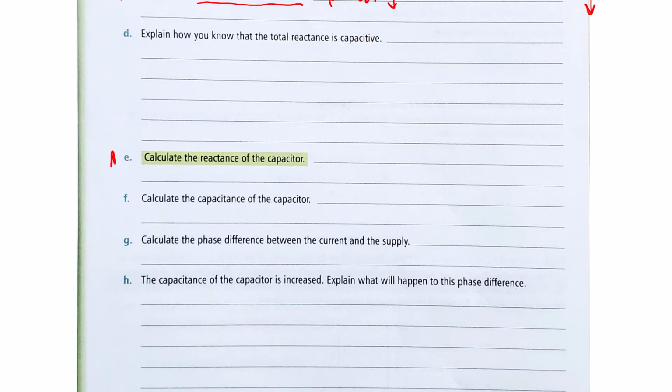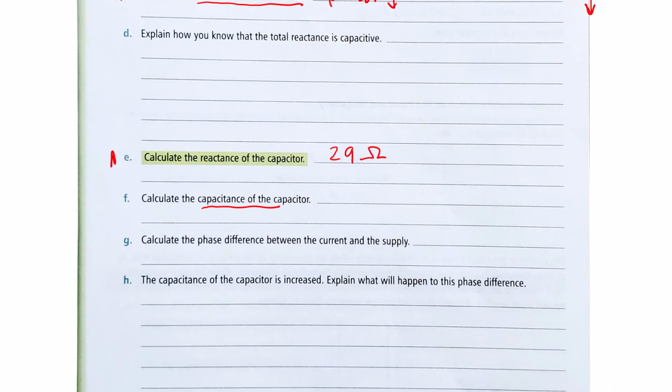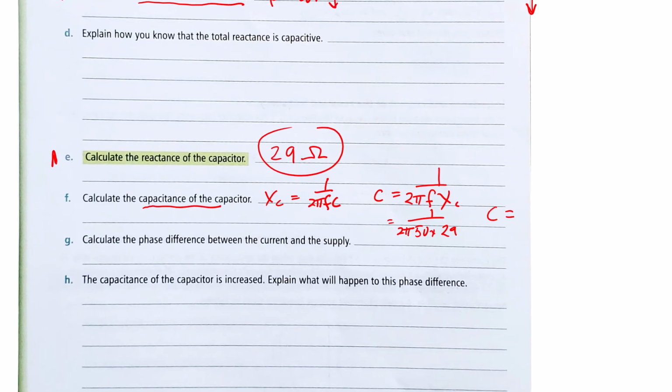So we worked out the reactance of the capacitor as 29 ohm, and now we need to calculate the capacitance of the capacitor. So let's have a look at our equations. Here's our equation, which we're going to use. Capacitive reactance is 1 over 2 pi fC. So to calculate the capacitor, we've got XC is equal to 1 over 2 pi fC. Rearrange that so that capacitance equals 1 over 2 pi f times capacitive reactance, equals 1 over 2 pi times the frequency of 15 times the capacitive reactance of 29, and that should give us the capacitance.